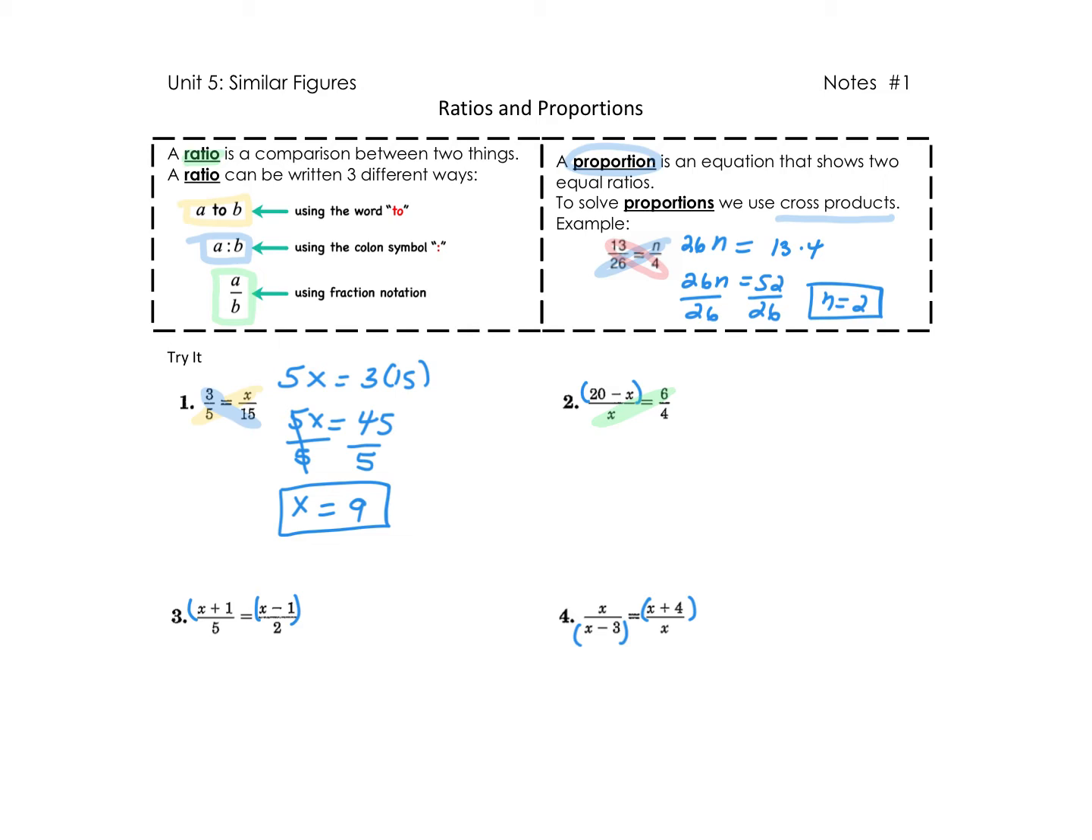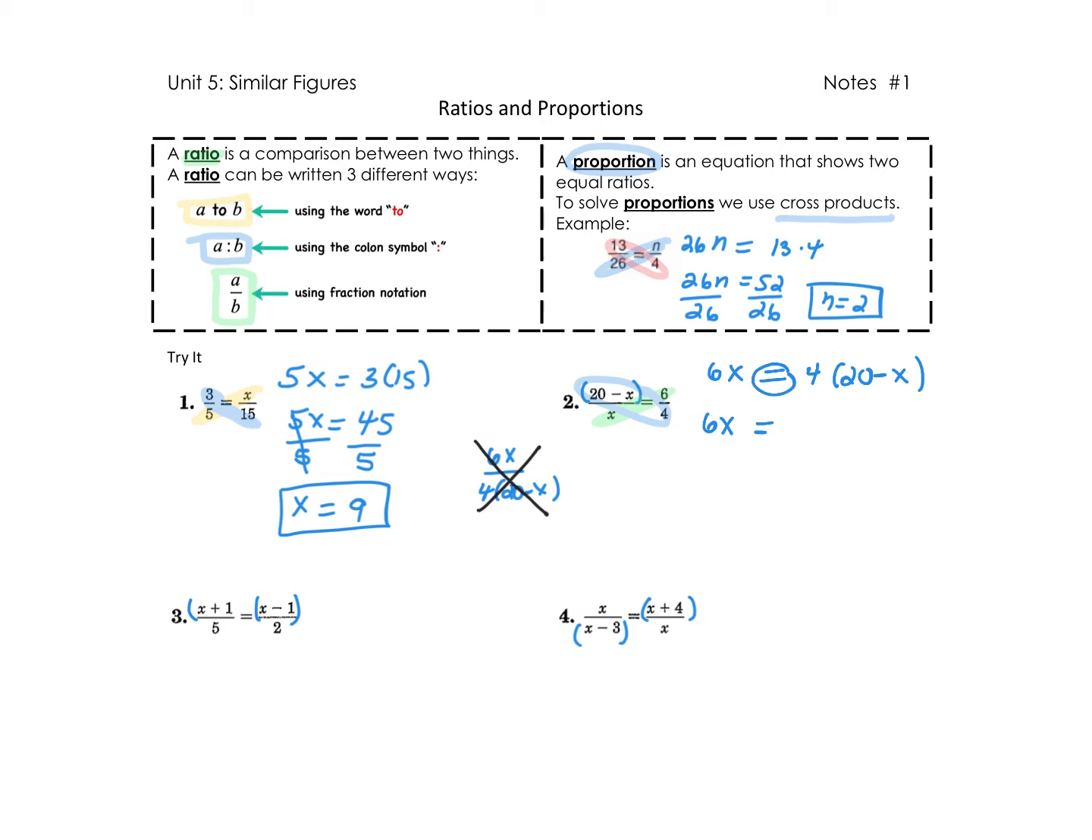Okay, so in number 2, we'll take 6 times x, and we're going to set it equal to the product of 4 and the quantity of 20 minus x. So 6 times x from our first diagonal, set it equal to 4 times the quantity of 20 minus x. Now, one common mistake is that people want to write a fraction when they do this, like 6x over 4 times 20 minus x. Well, that would be really confusing. That's not something that you can solve. So remember, when you do a cross product, you're going to set the two products equal to each other.